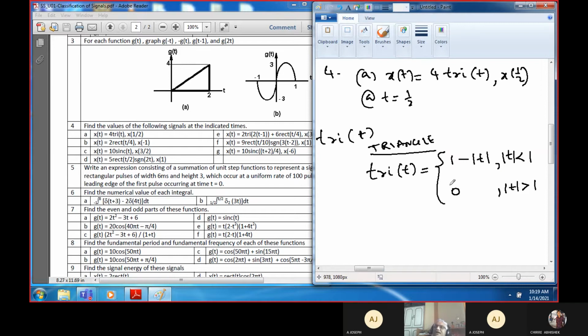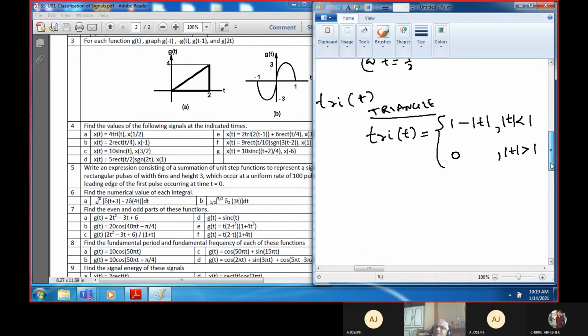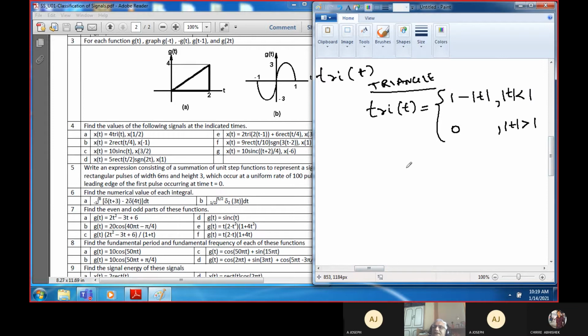So how does it look when you try to draw the graph of this one? You can spend some time on this later, but I will just show you how it looks. This is the time axis. So he is clearly telling mod t, that means +1 or -1. So we will put here -1, here we will put +1. Now you can see outside these two values it is equal to 0, but inside these two values it will follow this particular thing.